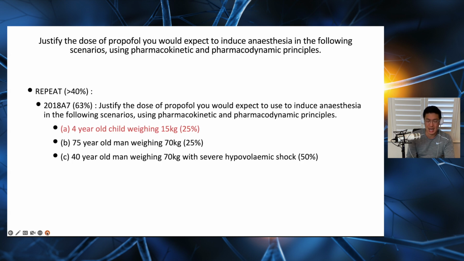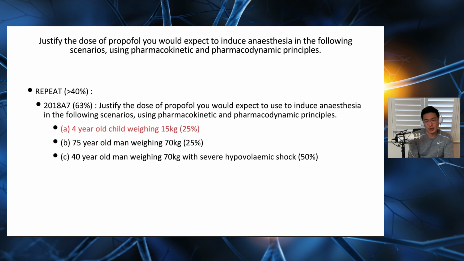So in 2018, you had the same question, except you had a component of A where they asked you to justify it for a 4-year-old weighing 15 kilograms. And they've actually removed that component there. So you just had to answer the 2, which was the 75-year-old man weighing 70, and then the 40-year-old man weighing 70 kilograms with severe hypovolemic shock. So I find that really interesting because, despite this having a very high pass rate in 2018, they've even made it a little bit easier just by removing the top one.